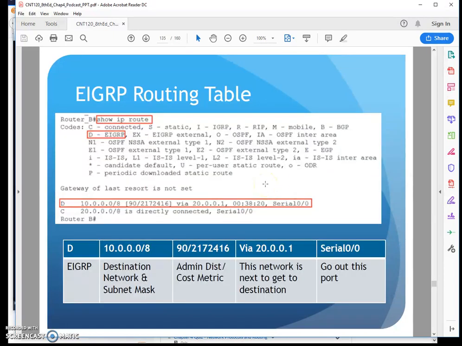Here is a sample EIGRP routing table. As you take a look up here, D, there is your network, and there is that composite metric again. I get to this network via this port, this IP, and there's the metric of getting there. And again, 90 administrative distance is better than the other protocols that we looked at. So you're starting to see better information, a better composite metric of so many routers away, so much bandwidth away to get there.